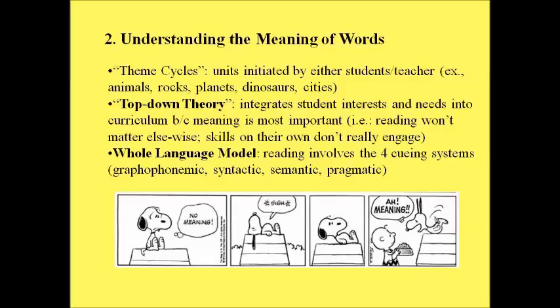And you get this very often, right? Kids love dinosaurs, kids love rocks, kids love animals, all the different ways that you can do a kind of theme cycle. That's one way. Another way is this top-down theory, right? Instead of from the bottom up, what about from the top down? So integrate student interests and needs into the curriculum because meaning is most important.